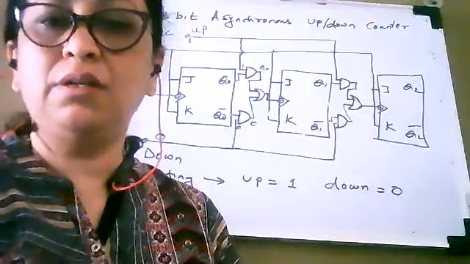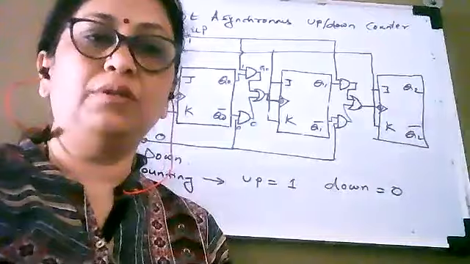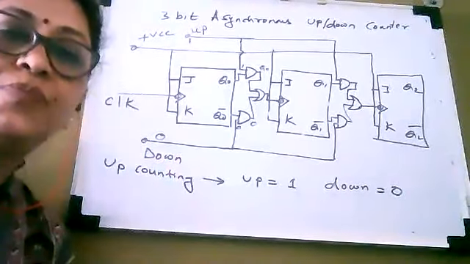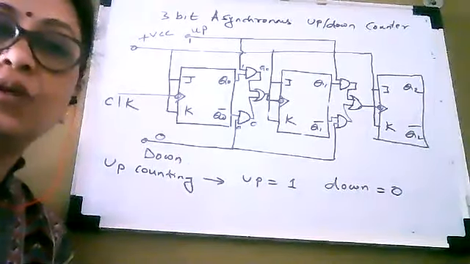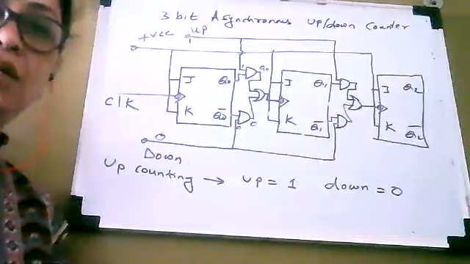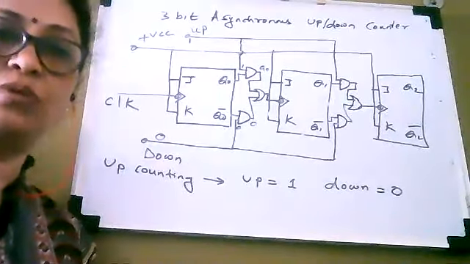The lecture. Yesterday, we were discussing the 3-bit asynchronous up-down counter, which is also called a bidirectional counter. It can count in both directions, up as well as down.